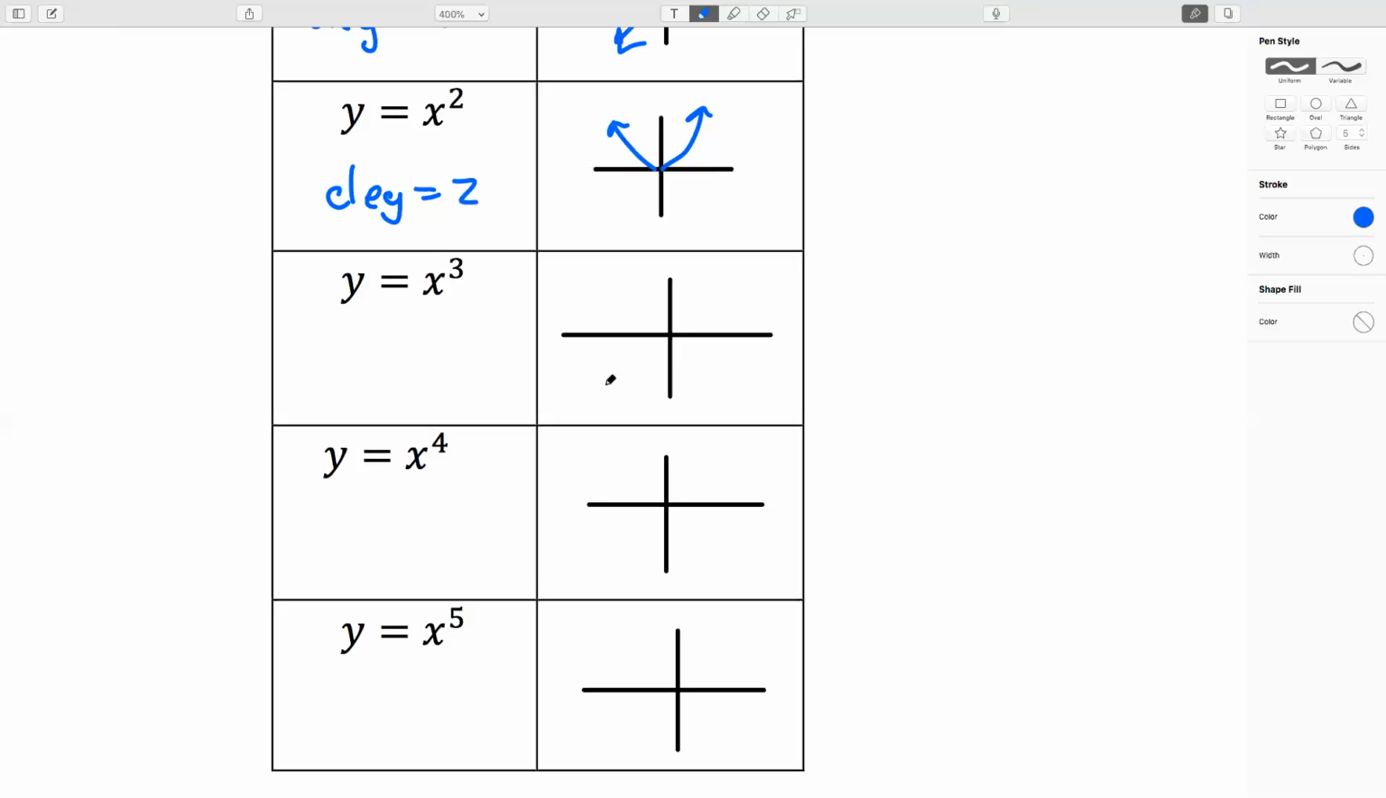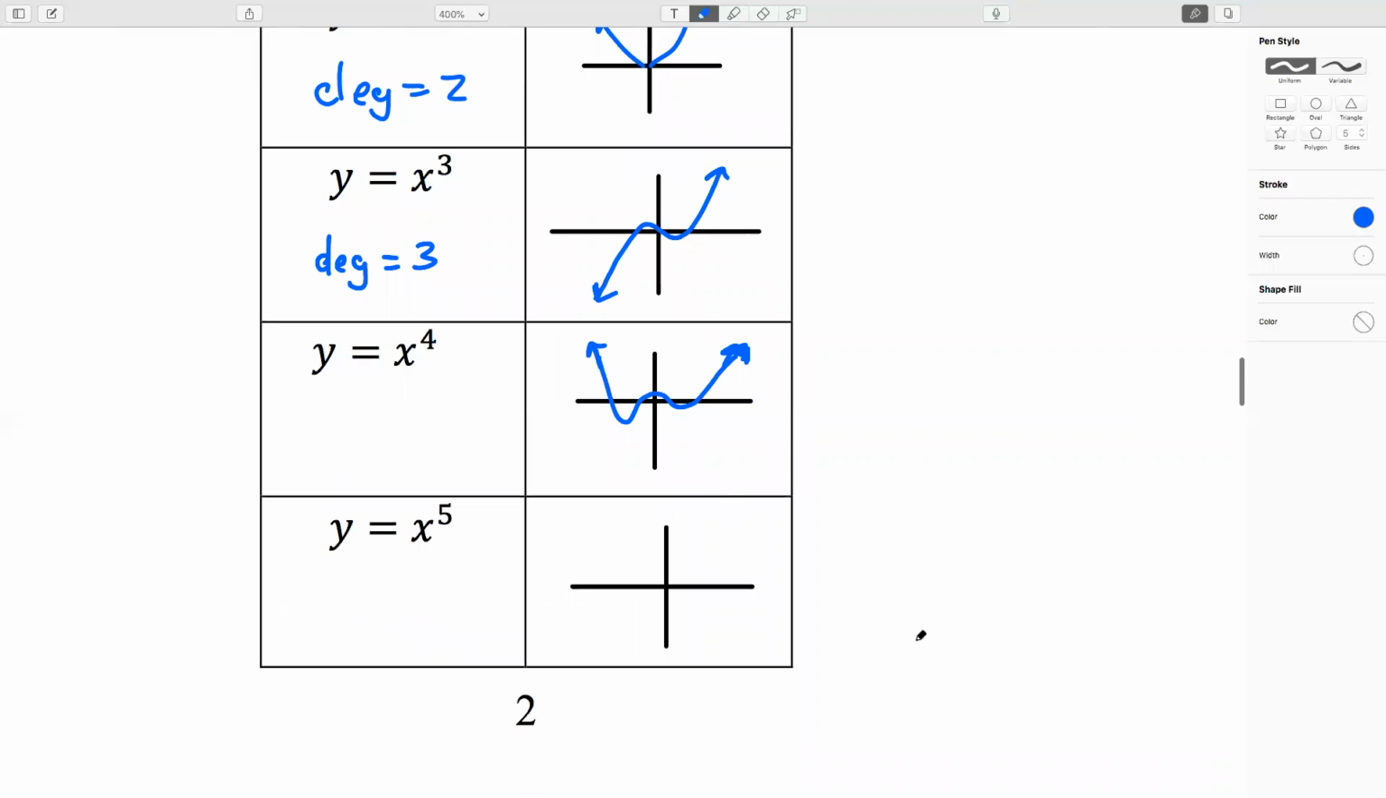X cubed looks something like this, and I'm going to exaggerate the zeros. It's going to look like that. That's degree 3. X to the power 4 is going to look something like this. That's called a degree 4. That's called a quartic function. And then x to the power 5 is going to look something like this. That's degree 5, and that's what you call a quintic function.